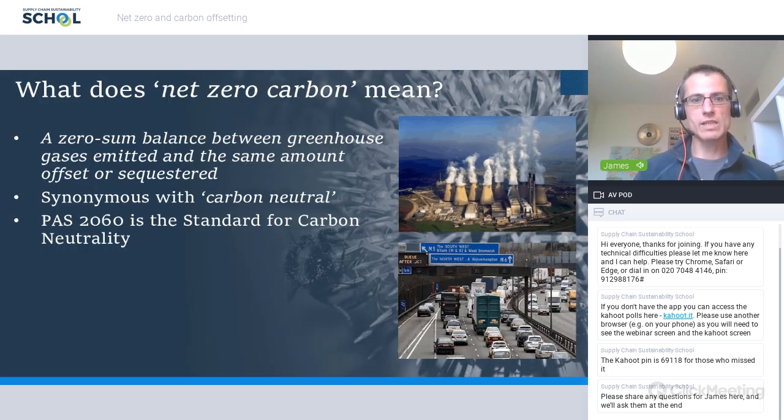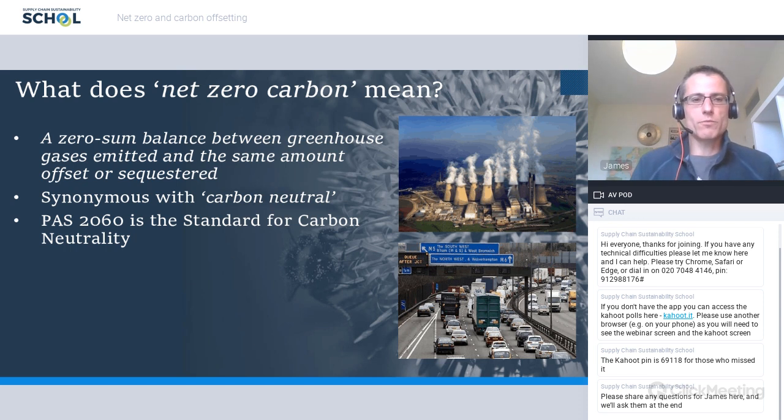So, what does net zero carbon mean? There are many definitions out there. The one I've provided here, that it is a zero-sum balance between greenhouse gases emitted and the same amount offset or sequestered, is one way of saying that. Essentially, it's a balance. What you're getting down to is net zero. You reduce your carbon emissions down to a point where you've still got some left over, and then you balance those with another mechanism to offset them or sequester them, and you've got a net zero emission overall.